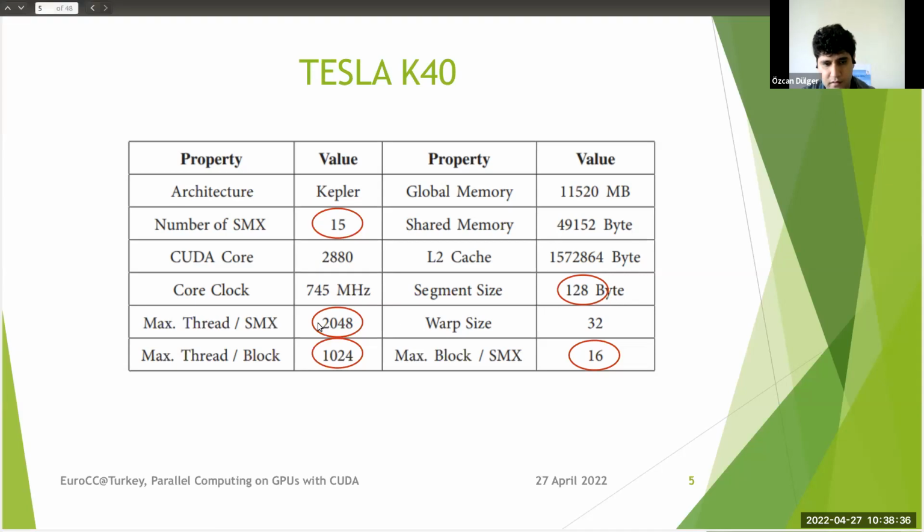And there are some constraints or limitations on the hardware. At most 2048 threads can be active in a streaming multiprocessor. At most 16 blocks can be active in a streaming multiprocessor. This is also important. And at most 1024 threads can be created in a block. These limitations are also important.